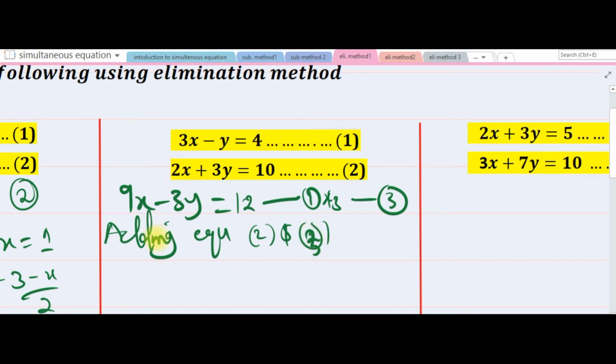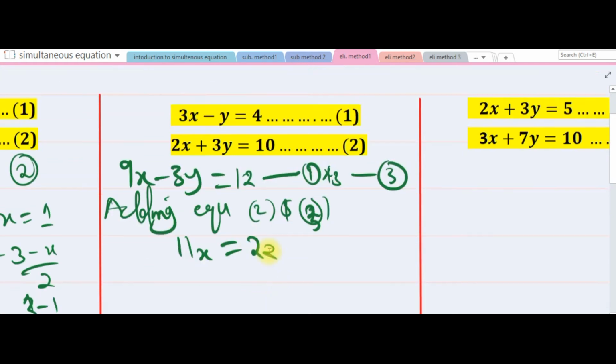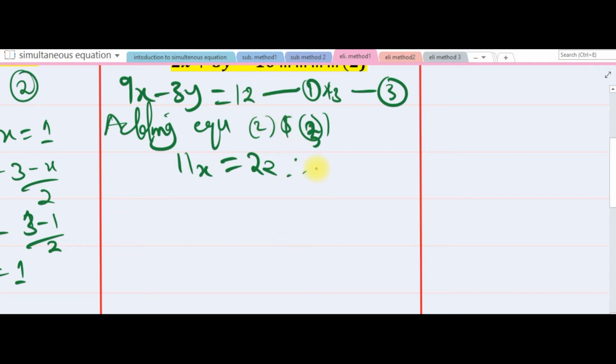So we have 2x plus 9x is 11x. This plus this is 0. So 10 plus 12 is 22. Therefore, x is 22 over 11, which is 2.